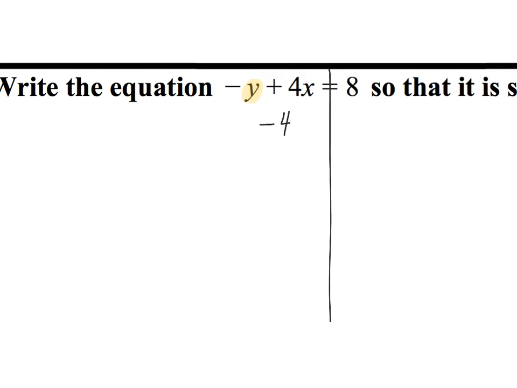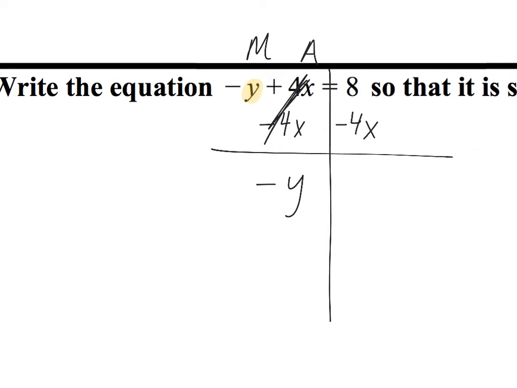Because the 4x is added, and this negative 1 is multiplied. So goodbye to the 4x. We're moving it to the other side. So we have negative 1y is equal to 8 minus 4x. Those are not like terms.